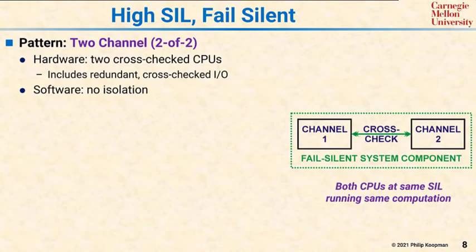At this point, we've looked at about a half dozen patterns, and we still haven't found one that fails safe, except for the 2 of 3 pattern, but that one had some hand-waving about making the voter safe. So now let's look at a pattern that does high safety integrity and actually is guaranteed to fail safe. This is a 2-channel pattern, but it's arranged as a 2 of 2 pair.